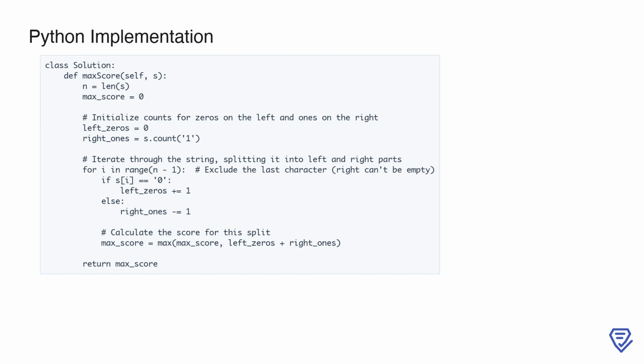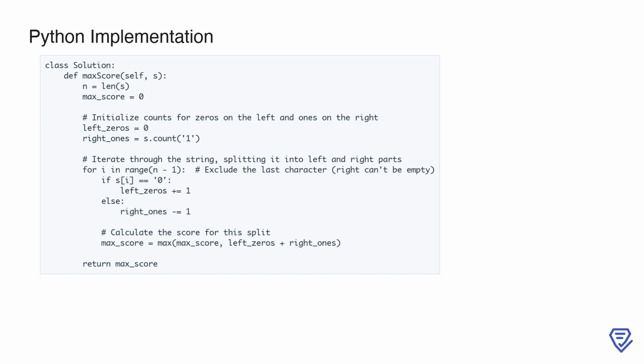1. Variable initialization. We calculate the total number of ones in the string, right_ones, initially, which corresponds to all characters being considered part of the right substring. We also initialize left_zeros to 0 as no characters are in the left substring at the start. The max_score variable is initialized to 0. 2. Iterate through the string. Using a for loop, we traverse the string from the first character to the second to last character. This ensures that both the left and right substrings remain non-empty.